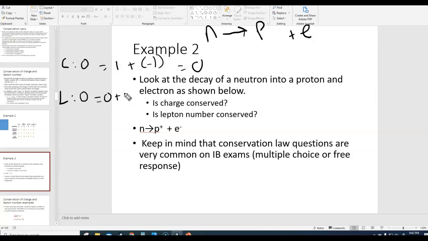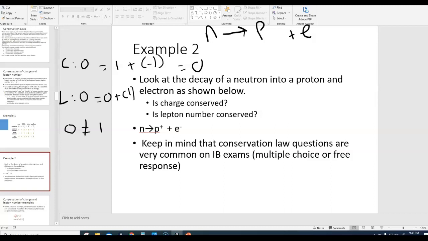And the electron, which is a lepton, has a lepton number of 1. So now we have an issue because 0 is not equal to 1. And so this reaction as shown is not possible because lepton number is not conserved. So for example 2, we would say that this reaction is not feasible because it violates conservation of lepton number. Now, is there any other product I could have that would make this reaction feasible?